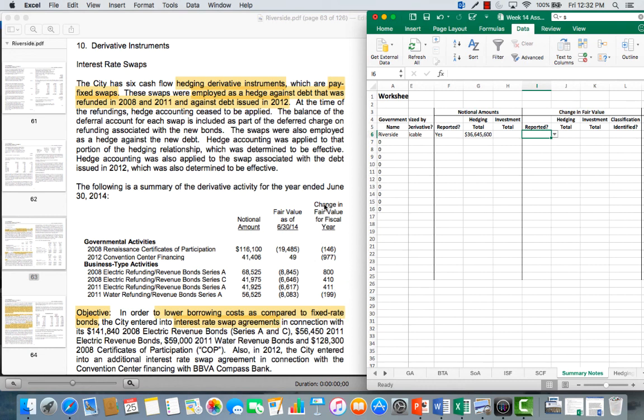They do, in fact, show the change in fair value here. So we can click yes. Put in the total for the hedges, which happens to be $309,000. There are no investment derivatives. And then they're required to identify where in the financial statements these amounts show up, since they don't show up on their own line, as we've seen.